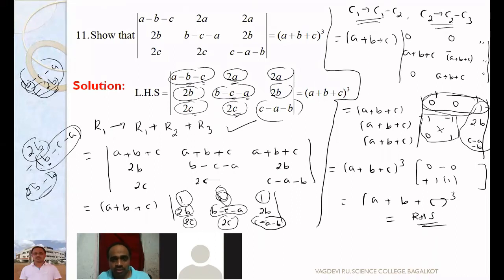1. What is the first element in C2? 1. So 1 minus 1 is 0. You're not understanding how you get A plus B plus C, right? I'll explain once again. Yes, sir. Okay, just wait.